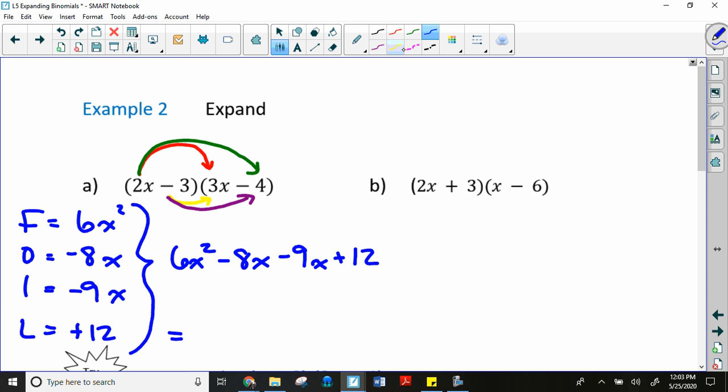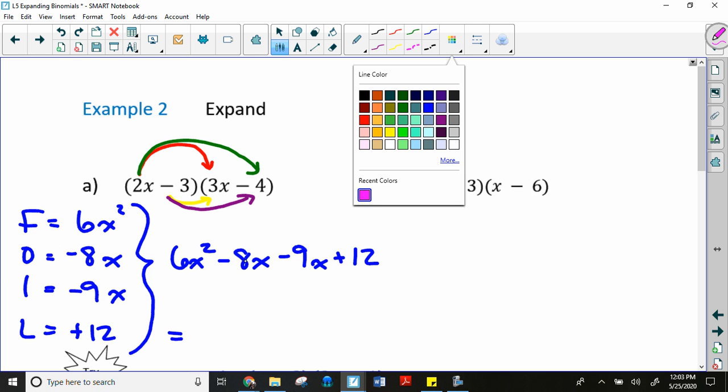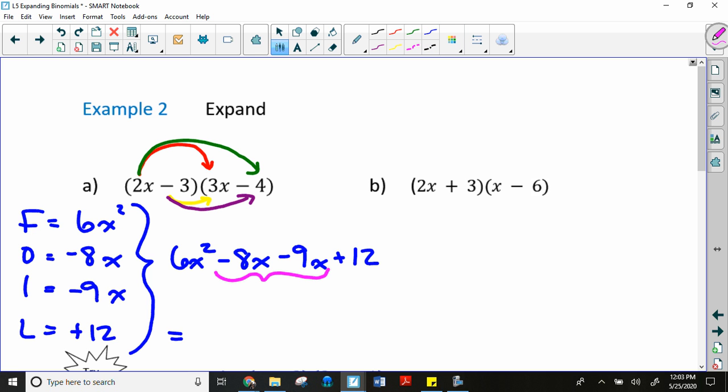And then we go and put our two middle ones together. Nothing's going to happen to the 6x squared. Nothing's going to happen to the positive 12. But -8 minus 9 is -17. Please use your calculators. All right, FOIL, FOIL.